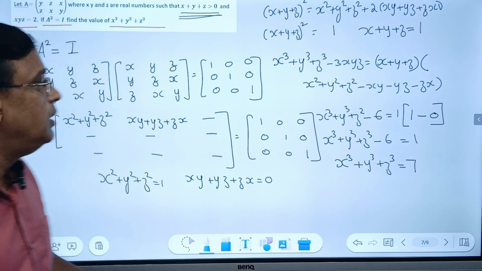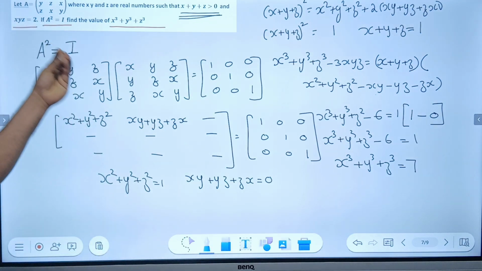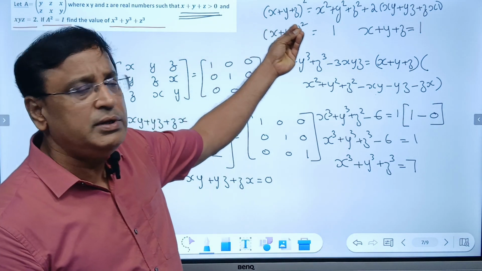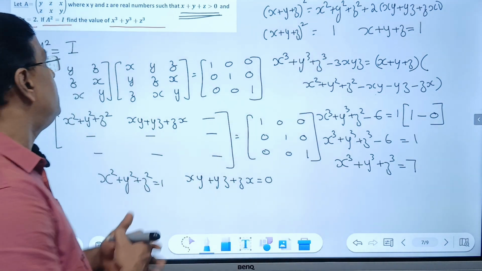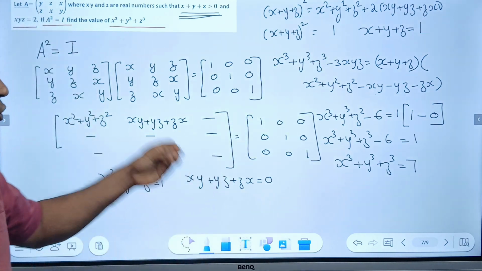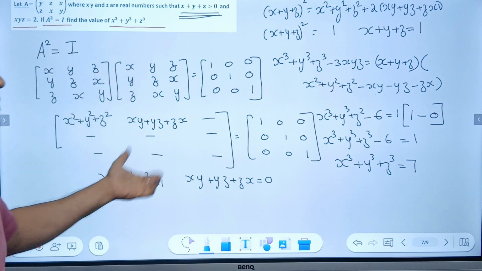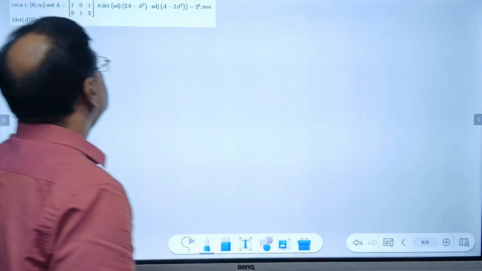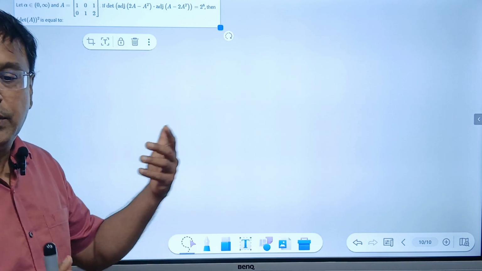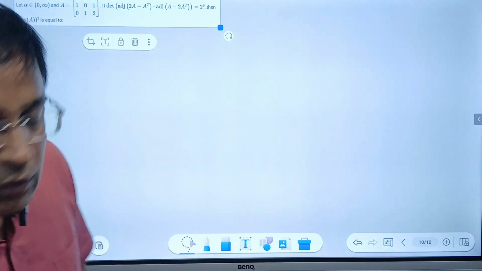Very beautiful sum. Nothing we did. We just did matrix multiplication and simply solved some algebraic equation. Nothing else. Okay. Very, very simple question. But you need to think. You can't just do these problems just like that. Now, let's go to the next question. This is a very, very nice problem. Let us see how it works.